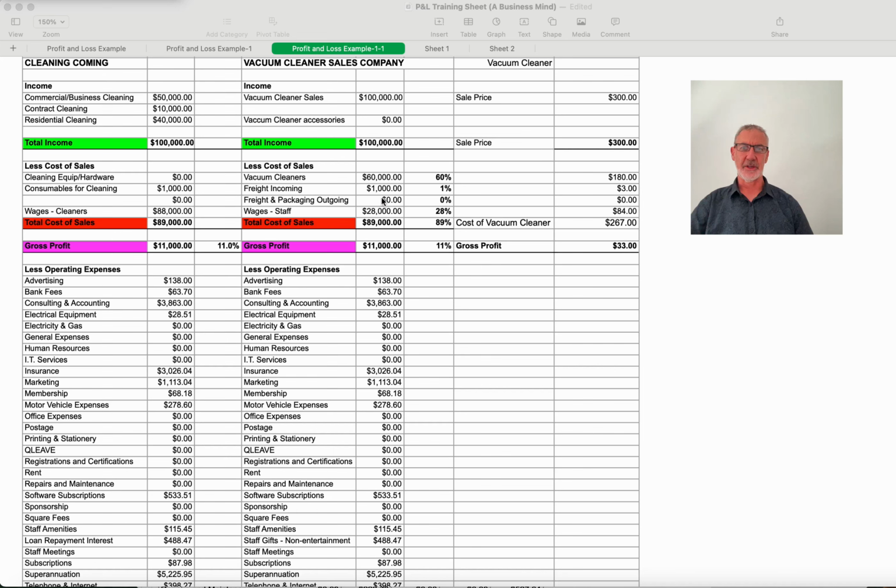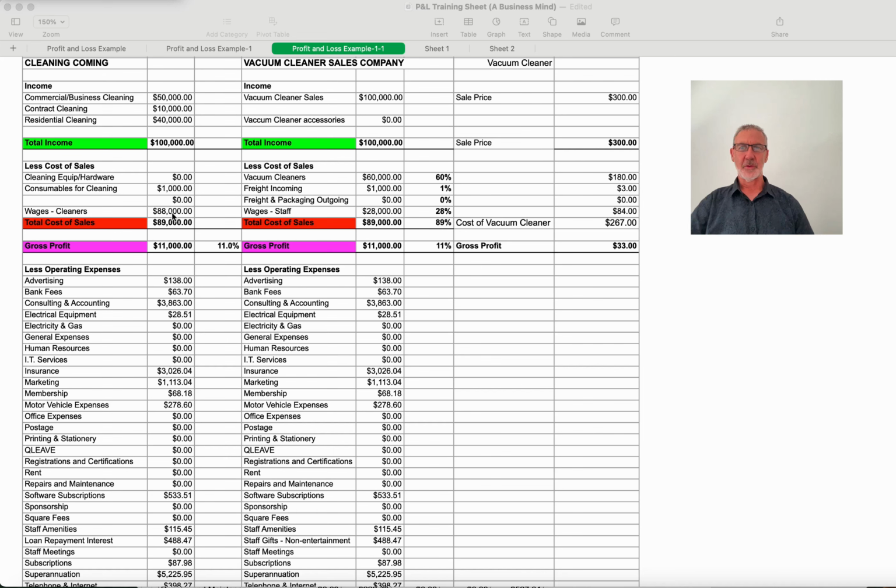Hence why the wages is a lot higher on the left example, on the service, as it is if we flick across to here where it's a product. Because the cleaners in this case are going out and we're charging the hours out. So effectively they're the product. So the wages should always, or normally is always higher if it's a service based, because the service is your product.